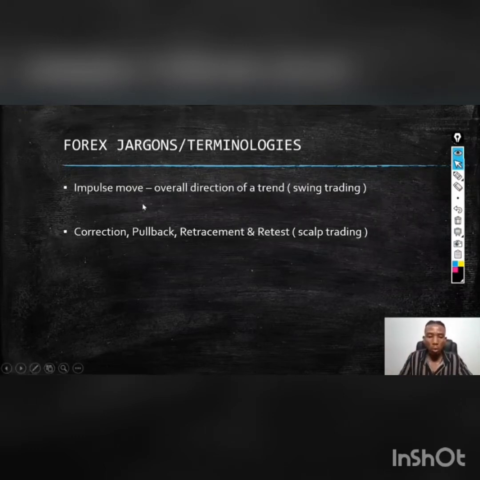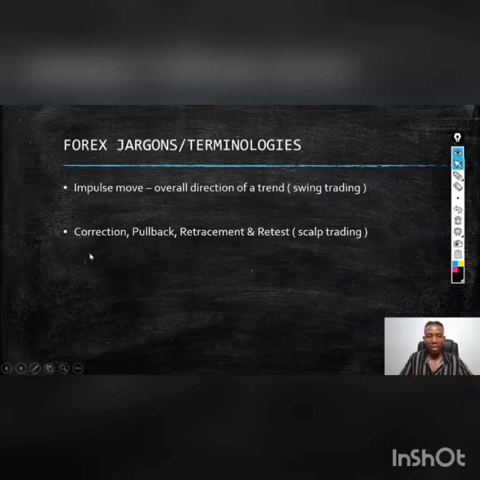And when we use an impulse move, it's more of swing trading. When you trade using an impulse move, you can hold that trade for more than 2 days, up until weeks. However, it has a limit. Secondly, we have correction, pullback, retracement, and retest. All of these mean one thing. You can choose to call it a correction, a pullback, a retracement, or a retest. However, I'm going to choose to use correction.